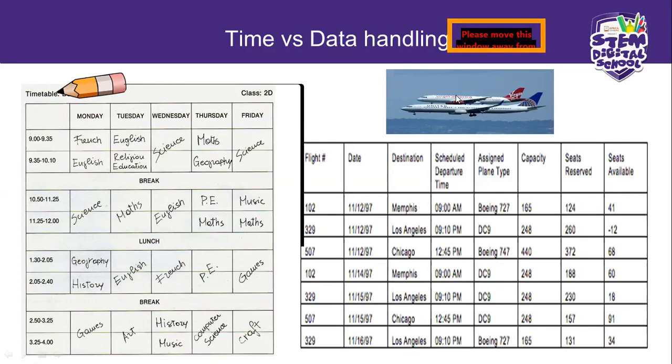Because this is a timetable that we got from there. Okay, so those are the dates. It means that it's November the 12th, November the 12th, November the 12th there, November the 14th, November the 15th. The last one there, it's November the 16th.